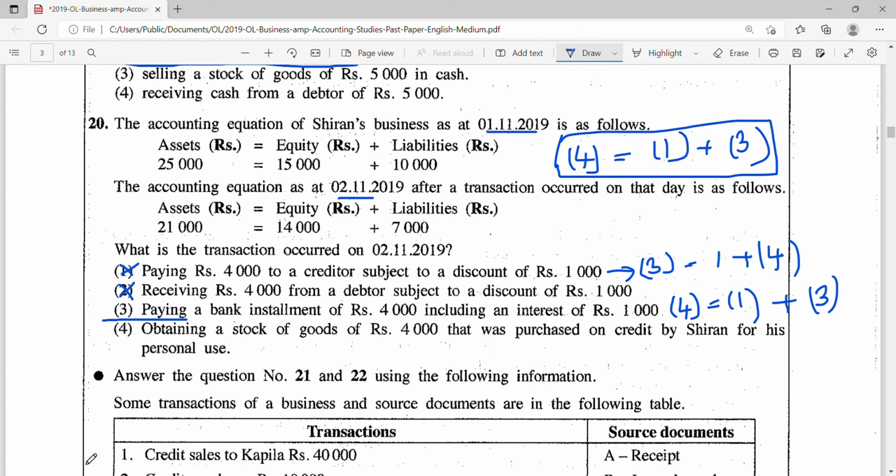Obtaining a stock of goods of rupees 4,000 that was purchased on credit by Shiran for his personal use. Now here you have taken 4,000 of stock for your personal use. So for this particular transaction, there is no impact on liability, just assets decreasing because stocks have reduced, and equity decreasing by 4,000 because you are drawing in terms of stock of goods. So that is also incorrect.